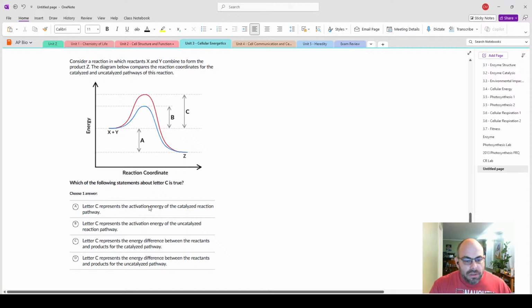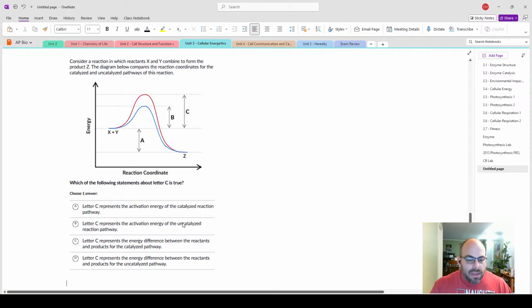Which of the following statements about letter C is true? This is the activation energy. Letter C represents activation energy. There's a difference between the catalyzed reaction and uncatalyzed reaction. Okay. It does not represent the difference. It is B. It represents the uncatalyzed pathway.